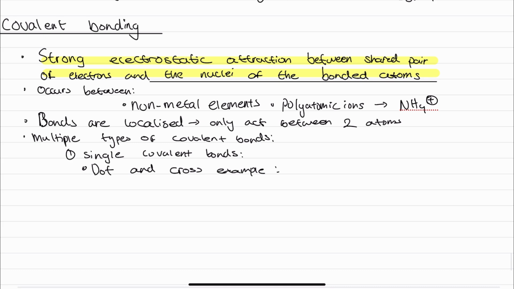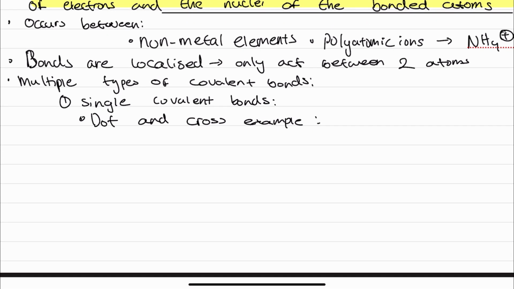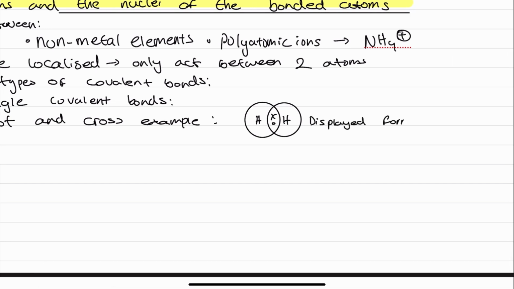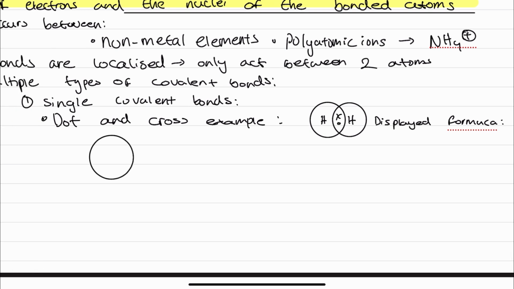So there are many types of covalent bonding, the first one being single covalent bonds. This is a very simple concept because it's the same as in GCSEs. You can just have, for instance, a very simple example, 2 hydrogen atoms that share a pair of electrons, where the displayed formula is just this. Another good example is water, oxygen, hydrogen.